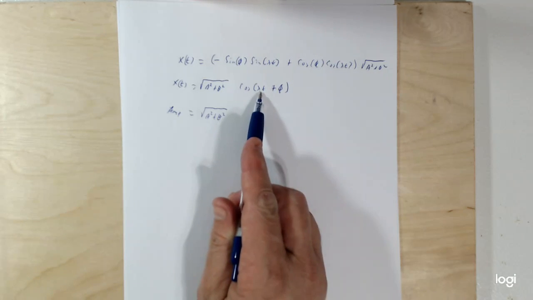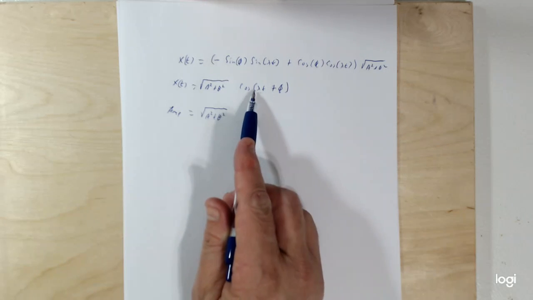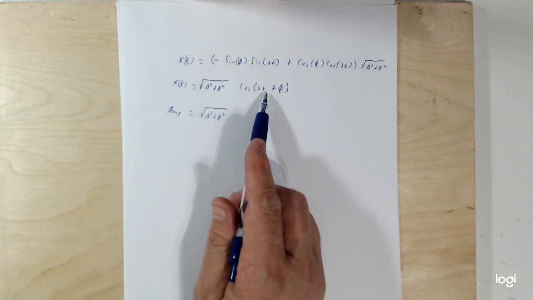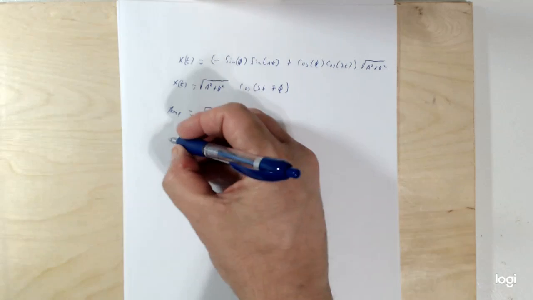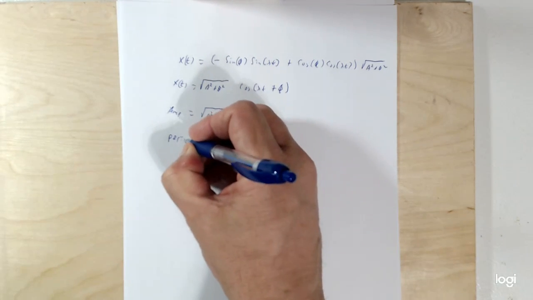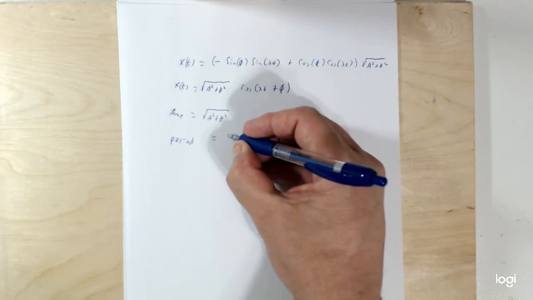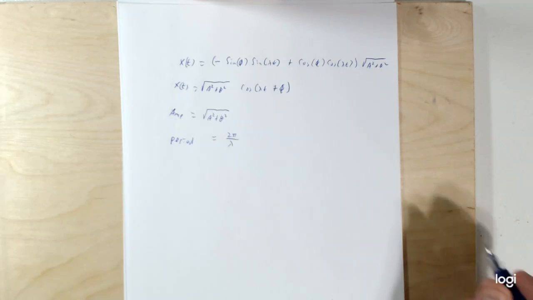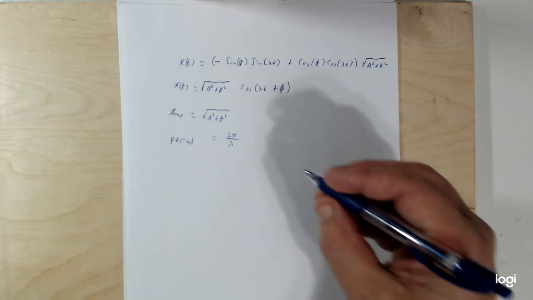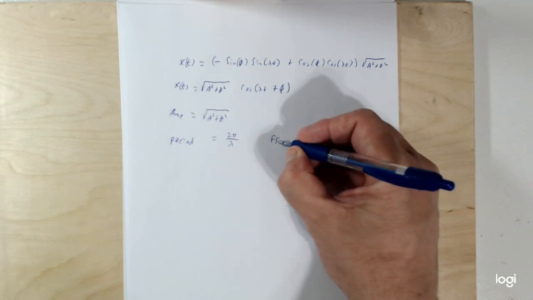Now, to get from one peak to the next peak, we have to get lambda t to go from 0 to 2 pi. So my period is going to be 2 pi over lambda. The frequency is simply the reciprocal.